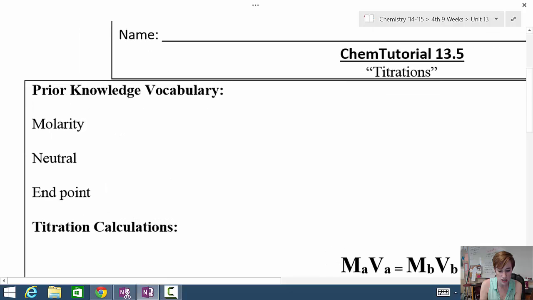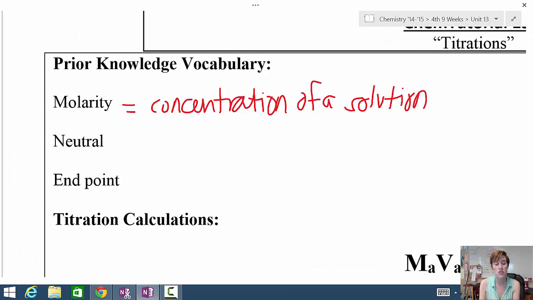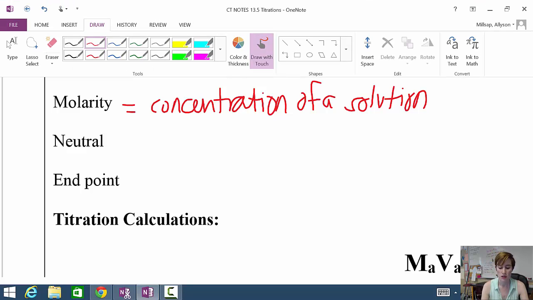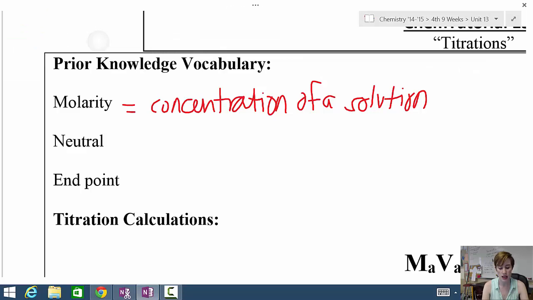The other term I want to review with y'all is the word neutral, which we've talked about in relation to pH, right? Neutral is when we have a pH of 7. But what does that mean, really? What does that actually tell us?